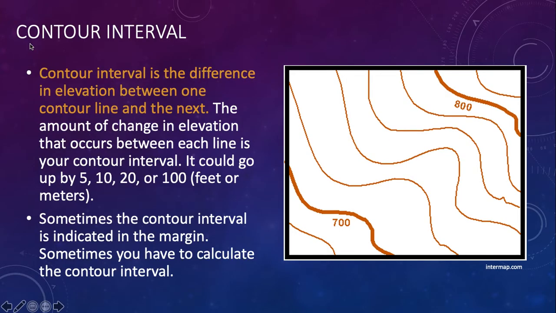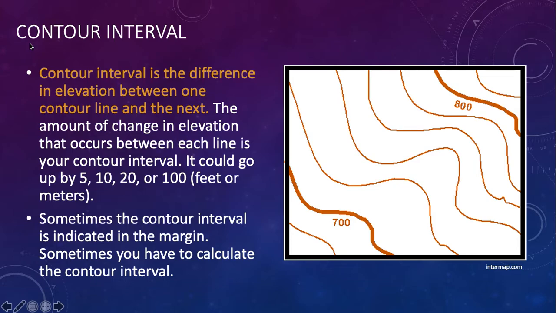The contour interval is the difference in elevation between one contour line and the next contour line. The amount of change in elevation that occurs between each line is your contour interval. It could go up by 5, 10, 20, or 100, and that could be feet or meters. Sometimes that's given on the map. Sometimes it'll tell you in the margin what the contour interval is. Sometimes you have to calculate it.